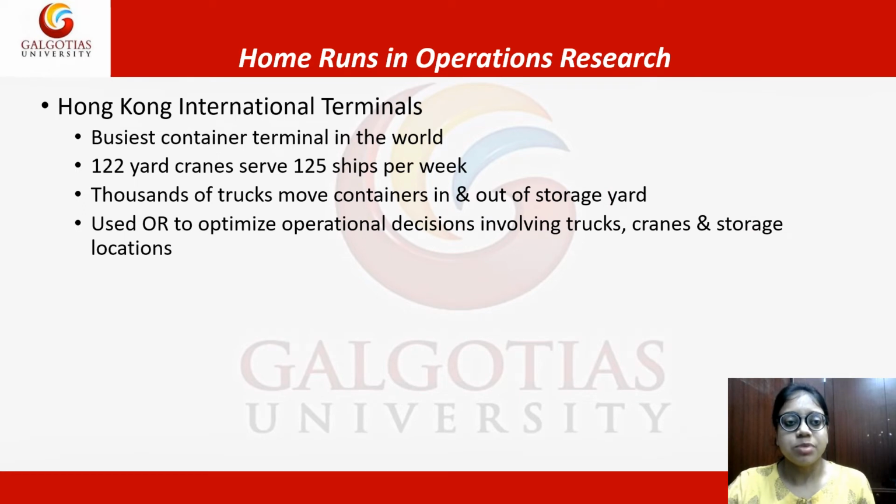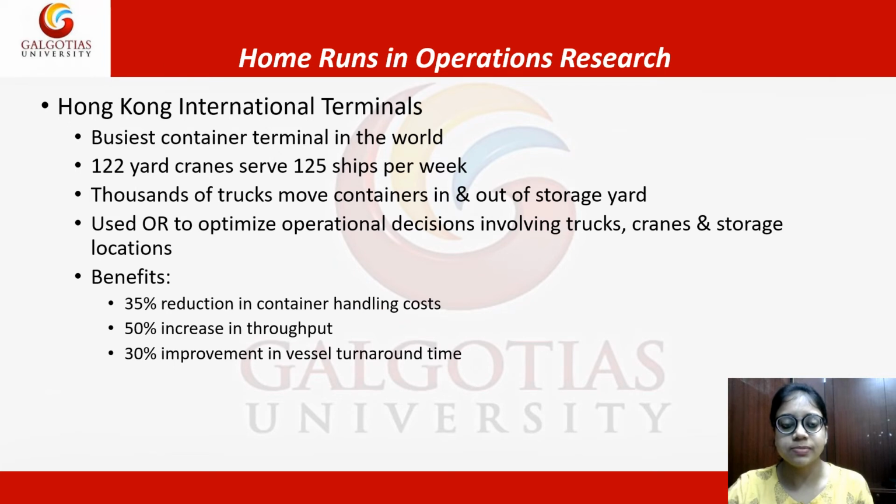There is another example of Hong Kong International Terminals. It is the busiest container terminal in the world. 122 yard cranes serve 125 ships per week. Thousands of trucks move containers in and out of the storage yard. It has used OR, operations research, to optimize operational decisions involving trucks, cranes, and storage locations. The benefits are a 35% reduction in container handling cost, 50% increase in throughput, and 30% improvement in vessel turnaround time.